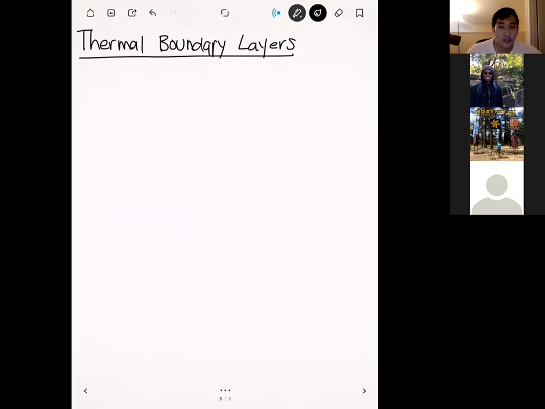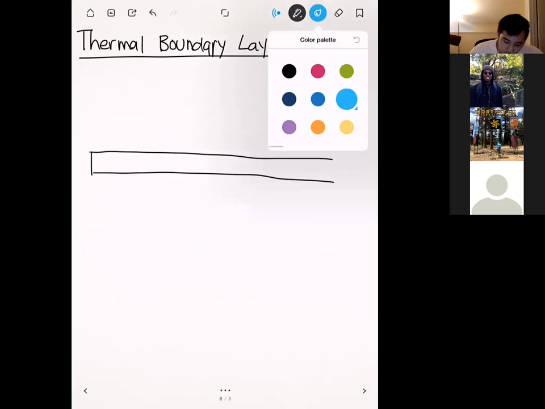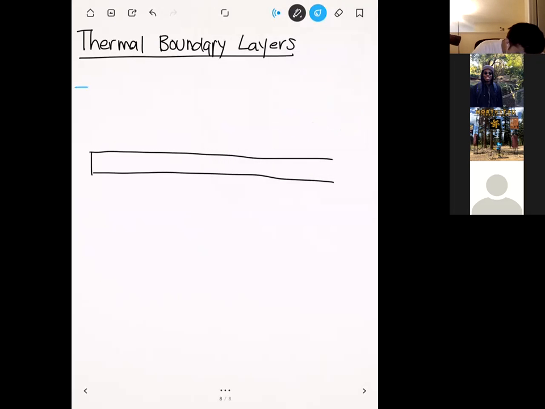Okay, and so we can draw a similar situation for this. We have our surface here, and we have a fluid that's flowing, so we have our arrows like this. But since we're talking about thermal boundary layers now, we're not going to be talking about the velocity, but the temperature of the fluid. We always give that the symbol T infinity.